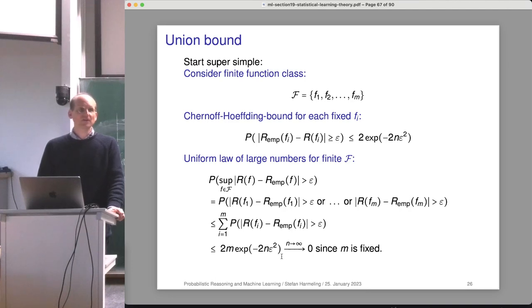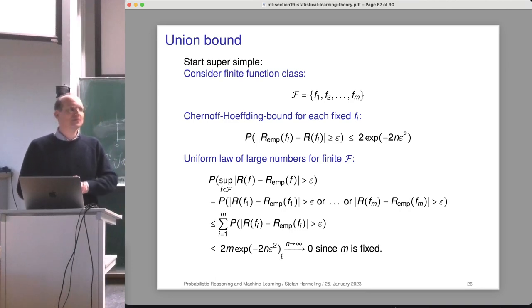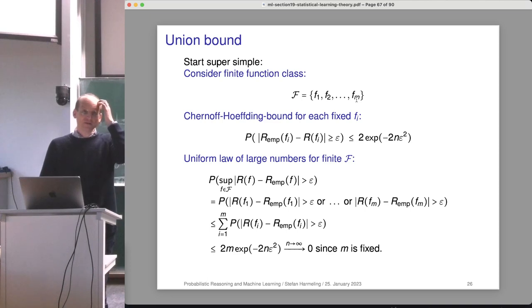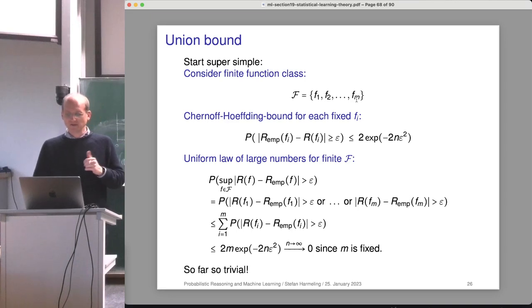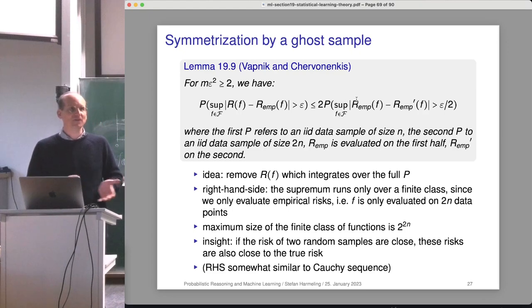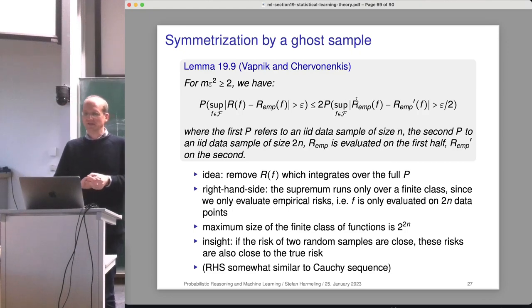So far so good, so far so trivial, and you say that is obvious, right? If you only have finitely many functions, this is simple. But hey, this is our first bound, a union bound, a union of finitely many functions. Now the curious thing is, how do we get something finite from the stuff that we are talking about? That will be the next step, the symmetrization by a ghost sample, which sounds fancy, and it is a really nice idea. So let's look at that one.